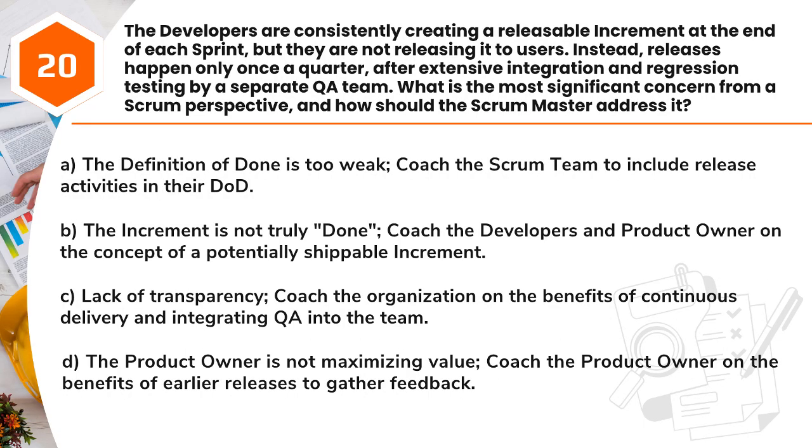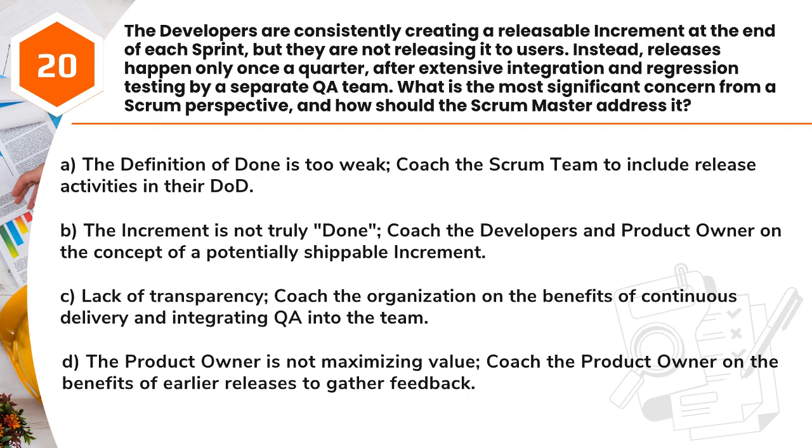Question 20. The developers are consistently creating a releasable increment at the end of each sprint, but they are not releasing it to users. Instead, releases happen only once a quarter, after extensive integration and regression testing by a separate QA team. What is the most significant concern from a Scrum perspective, and how should the Scrum Master address it?